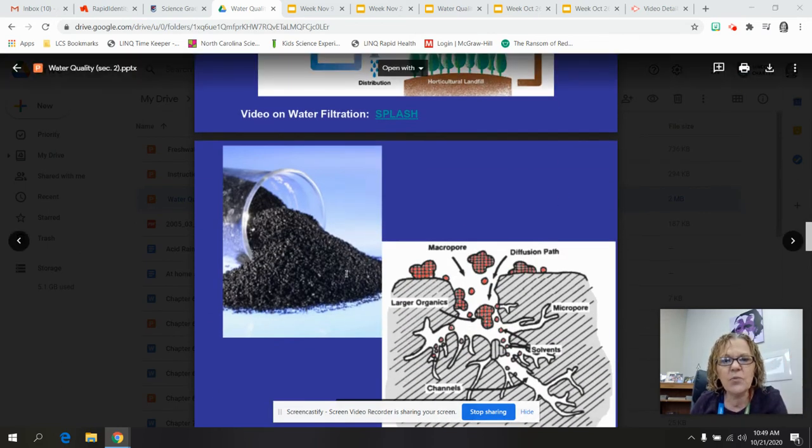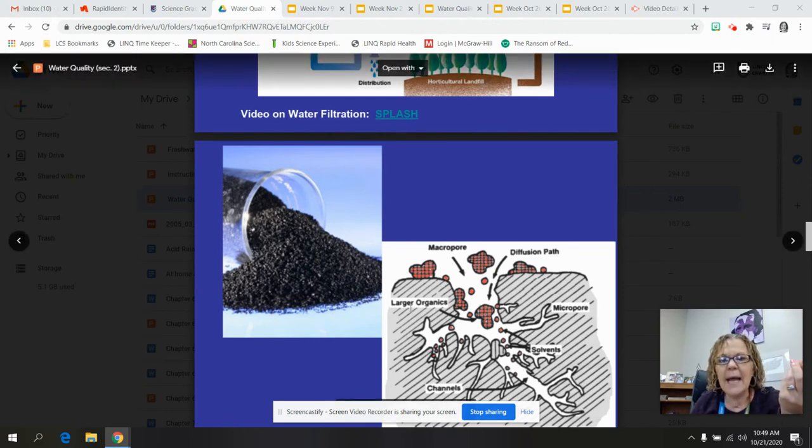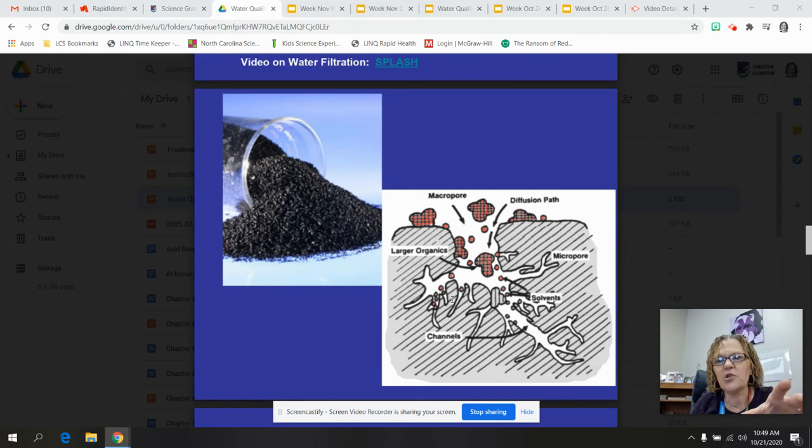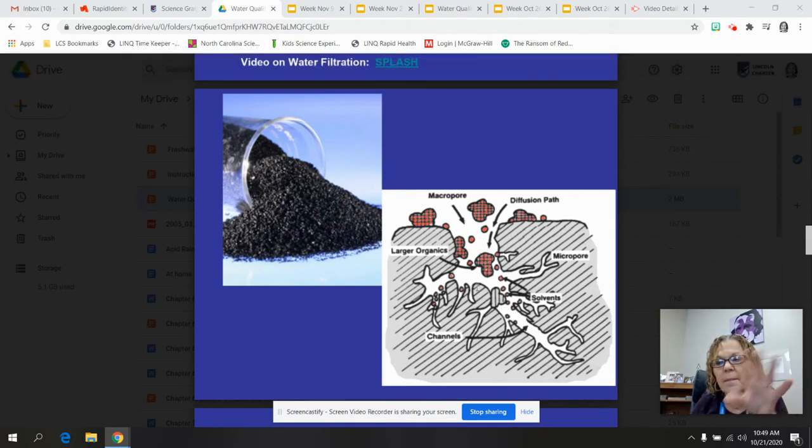This is what activated carbon looks like, that little granular carbon. And this is an animated picture of what happens when the water is going through the activated carbon, how all these little red things, those are all your microbes, are broken apart and made smaller so they can't come into your water.